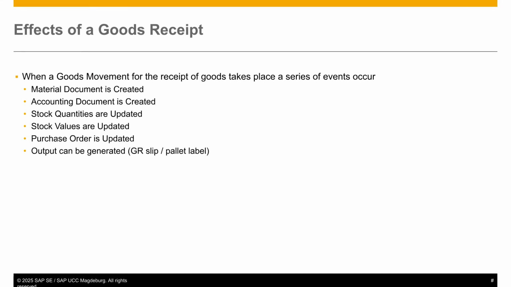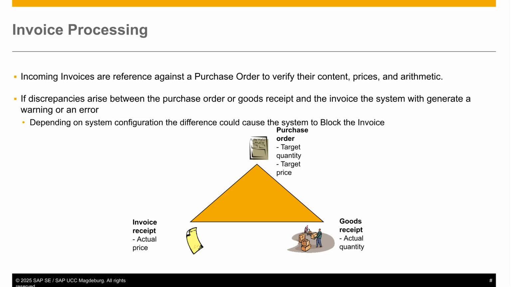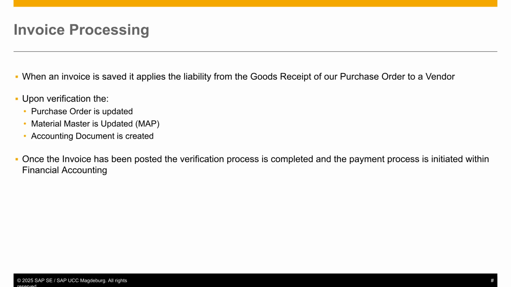A goods receipt triggers a chain of events. A material document and accounting document are created, and both stock quantities and values are updated, along with the purchase order history. In invoice processing, incoming invoices are verified against the purchase order and goods receipt. Discrepancies in price or quantity can lead to warnings or the system blocking the invoice from payment. When an invoice is posted, it confirms the liability for the received goods. This updates the material master, creates the necessary financial accounting documents, and enables the payment process.